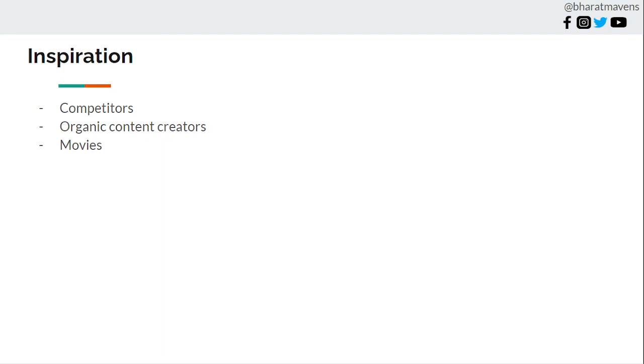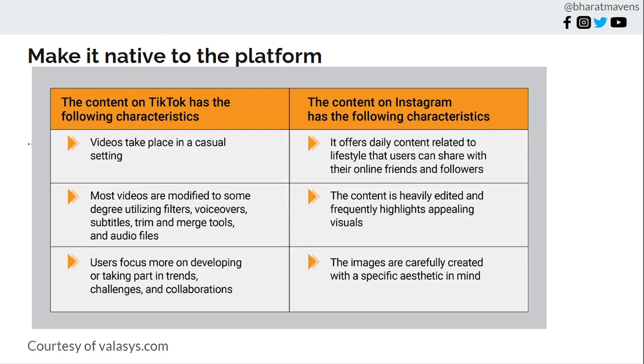Then movies, what do movies say about this kind of products? Then always make it native to your platform, whatever video you are creating. Videos take place, for example, in a casual environment in TikTok, while for Instagram and Reels, it's mostly a daily dose of content when their friends are online and followers are there. This is more of a personal space, I would say, in TikTok. In Instagram, it's more of sharing with other friends and sharing with followers.